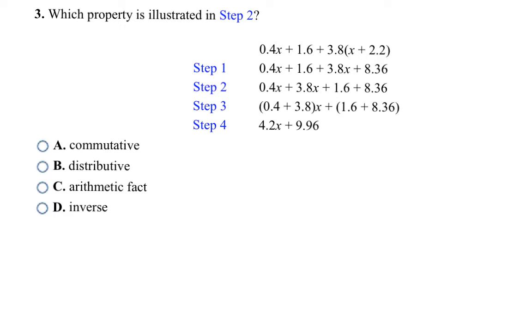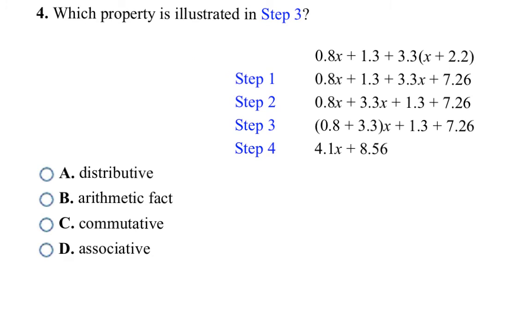This example here wants to know which property is illustrated in step 2. So if I look at step 1 to step 2, what has changed is 3.8 is being added first now instead of 1.6. These two flip the order that they're being added in. And once again, when you change the order you're adding two addends in, that's going to be the commutative property, which is choice A.